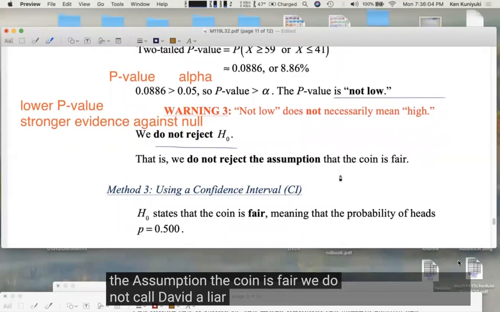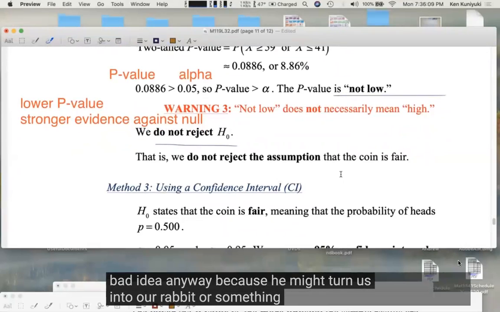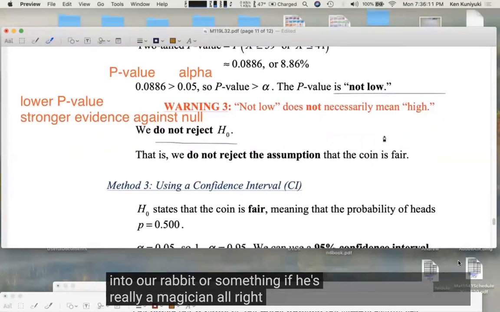We do not call David a liar. That might be a bad idea anyway, because he might turn us into a rabbit or something if he's really a magician. All right, anyway.